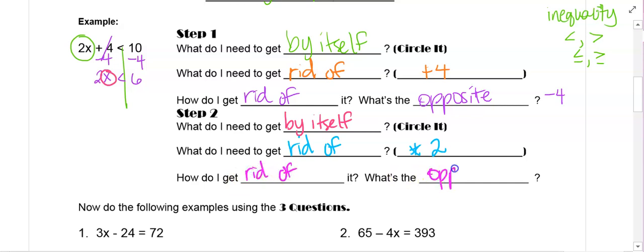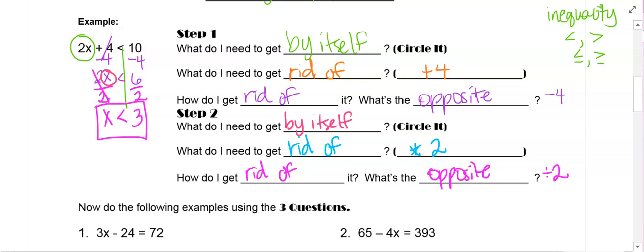What is the opposite of that times 2? The opposite of the times 2 is a divide by 2. And when we divide in high school math, we do the fraction bar. We do not write a divide sign, okay? So 2 divided by 2 reduces to a 1, so that just leaves you with the 1x is less than 6 divided by 2 is 3. And that is the answer to the equation.